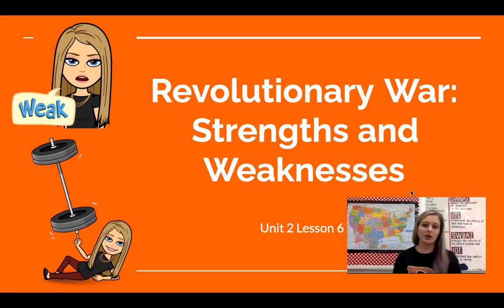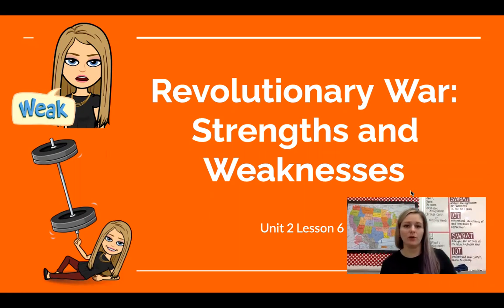So today we're going to start getting into the Revolutionary War. We spent the rest of this week talking about the steps leading up to it. And today we're going to talk about some of the strengths and weaknesses of both the British and the colonists during this war. We're not going to get into individual battles. We'll talk more about turning points and significant things later. This is just setting the stage for what did the British have in their favor and what did the colonists have in their favor.